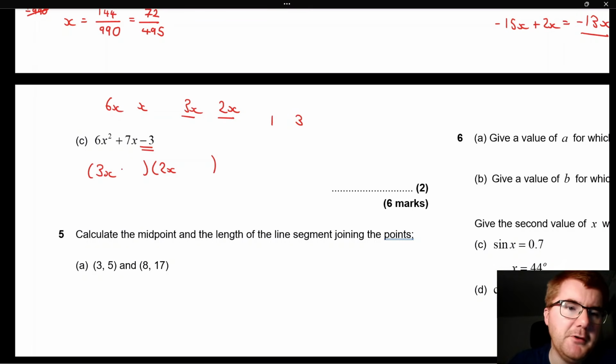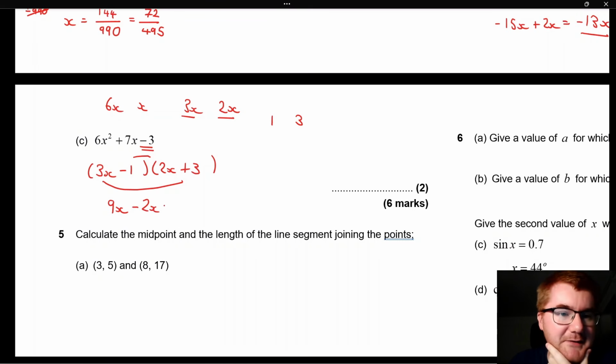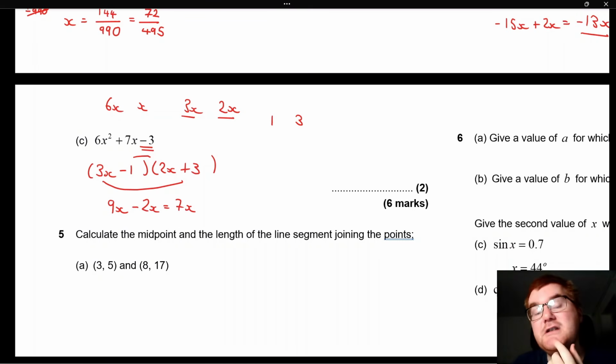So let's just pop in minus 1 and plus 3. Again, I'm just choosing this at random. And then the process I would do here, more or less in my mind, is just check the outside and inside terms. Oh god, I actually got this right straight away. I just realized. So 3x times 3 is 9x. Minus 1 times 2x is minus 2x, which is 7x. So this actually does work.